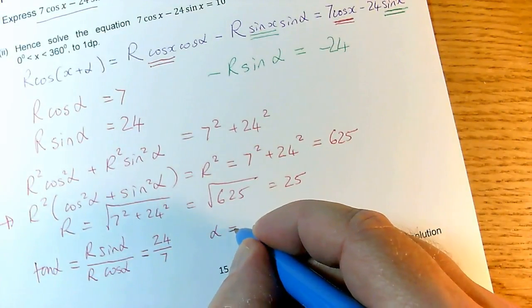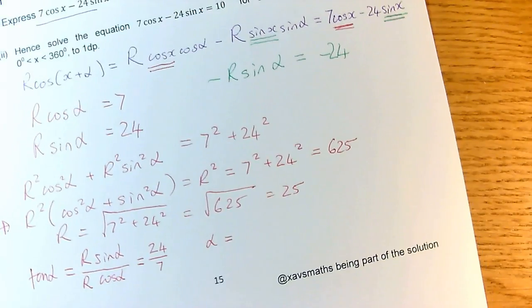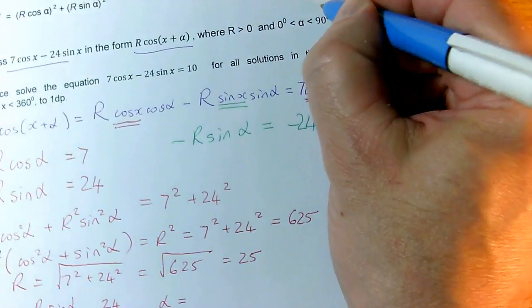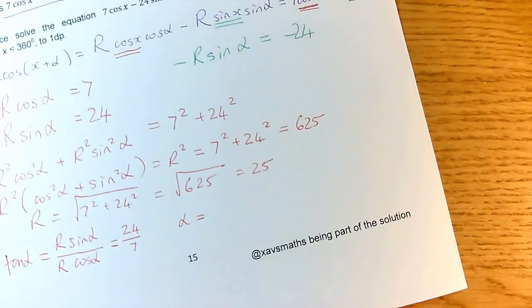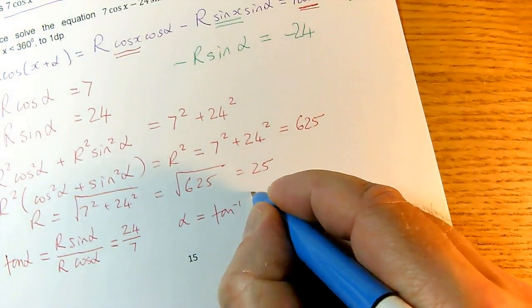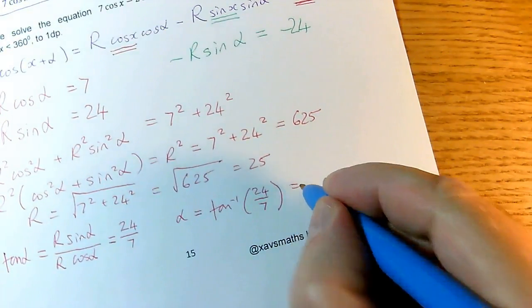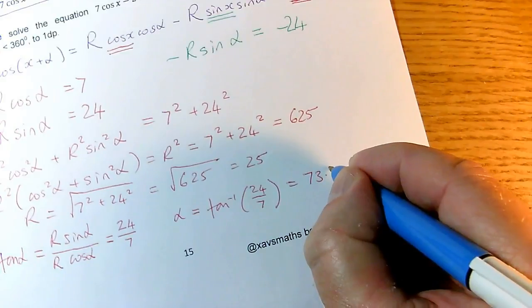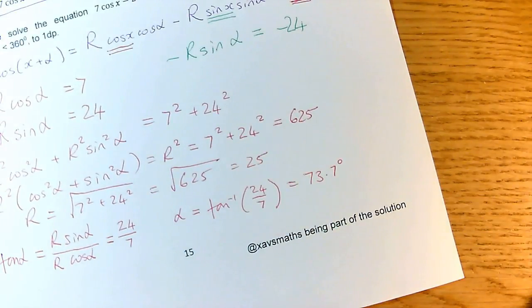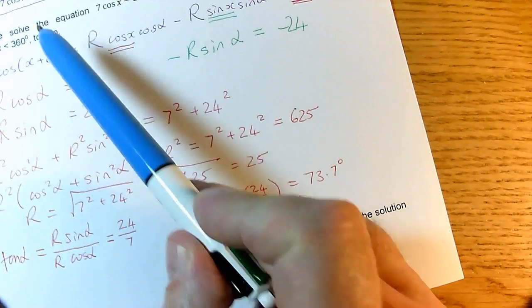So alpha is just going to be, well, be a little bit careful here. Technically, there are two solutions, aren't there? Because I can inverse tan this, or then I can get the second solution. But what they normally do, and they do here, very kindly, is tell me that alpha is acute. So I'm going to get away with just considering inverse tan of 24 over 7. My calculator will tell me that it is 73.7 degrees.